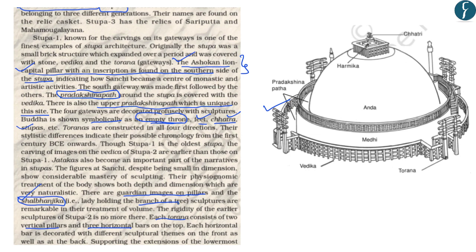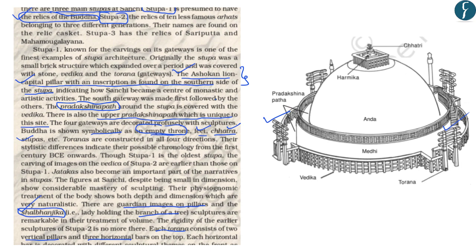And each Torana gate has two vertical pillars with three horizontal bars as can be seen in this picture. So these were a few important points related to the Stupa at Sanchi.